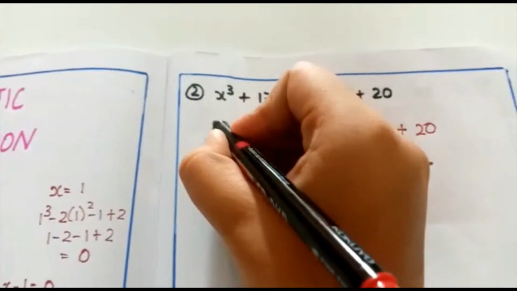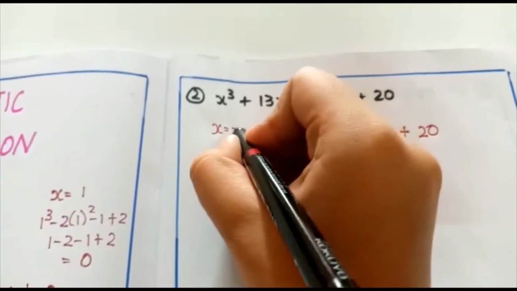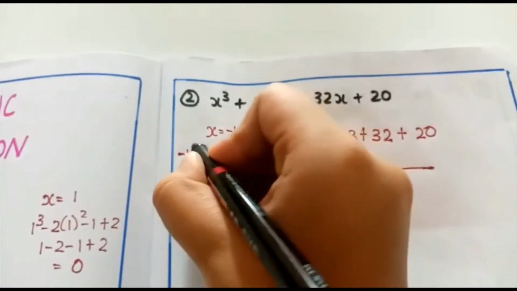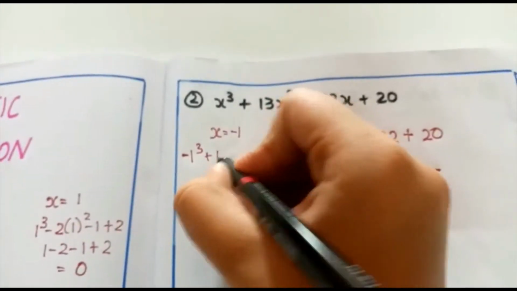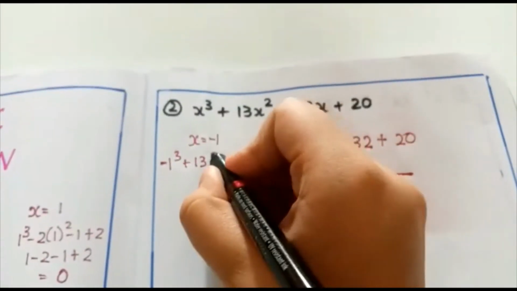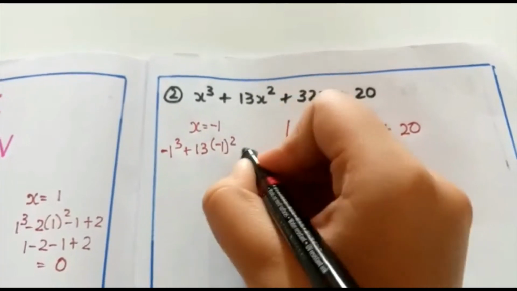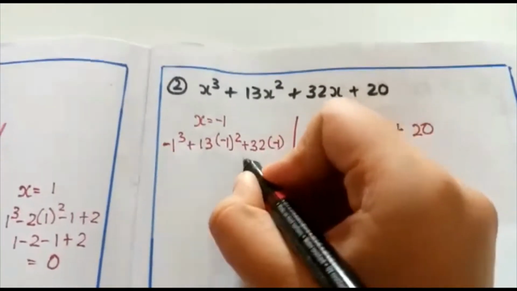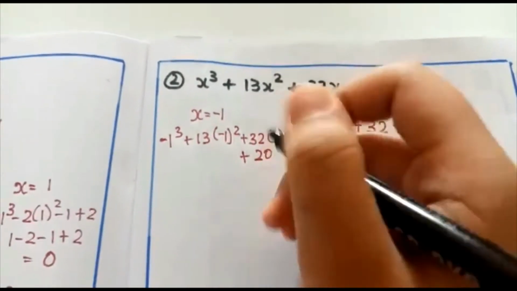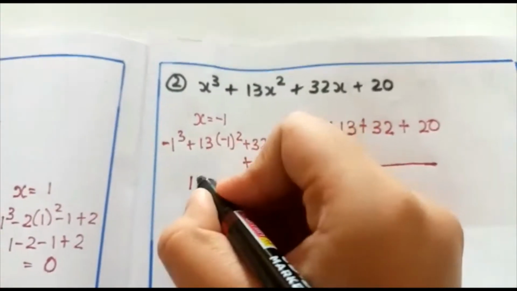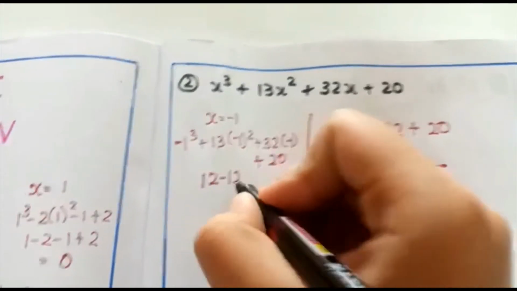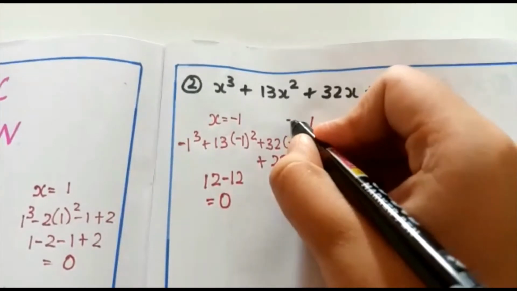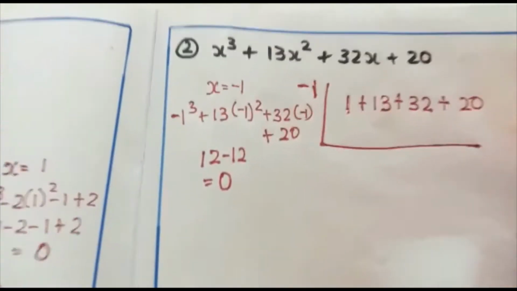When we substitute x is equal to minus 1, we rewrite the equation as minus 1 cube plus 13 into minus 1 square plus 32 into minus 1 plus 20. On solving, we get 12 minus 12, which is equal to 0. So we substitute minus 1 here.